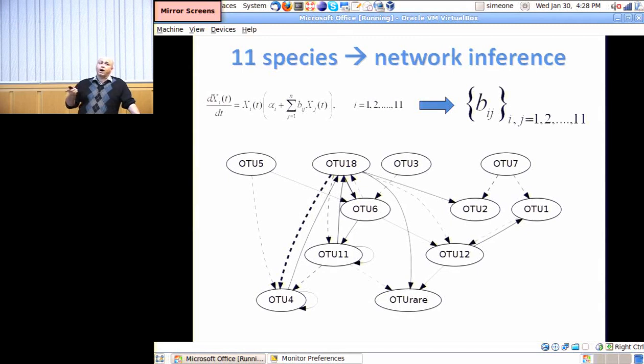So this is just one mouse, and this is the fitting for this mouse. And you can see that the arches, the branches, the connections have a direction. And also the solid line means it is a positive influence, for example, of OTU 18 on OTU 2. And the dotted line means that OTU 7 is basically interacting negatively with OTU 2. I don't know what that might mean.